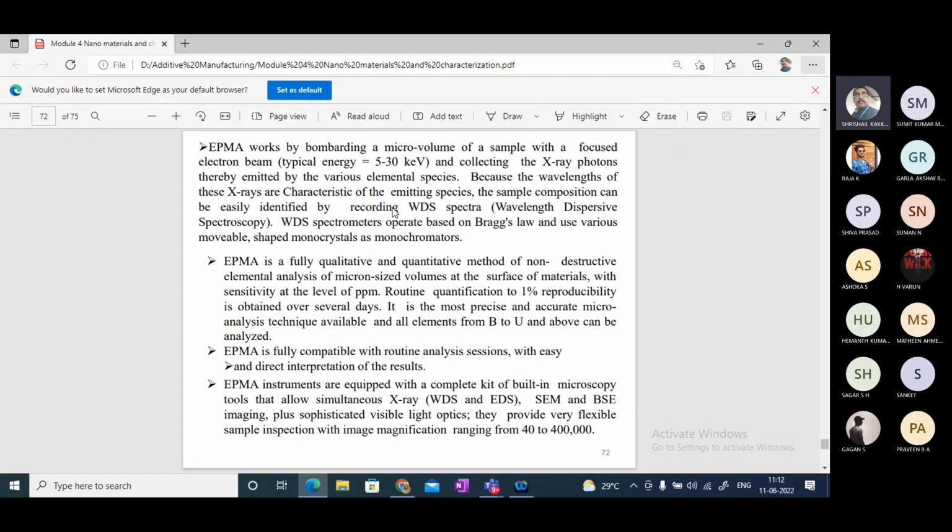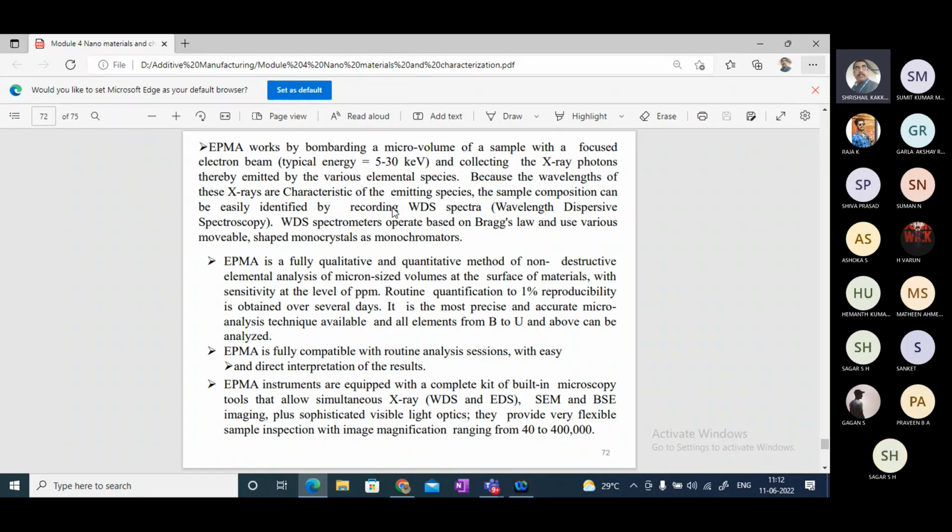The wavelength dispersive spectroscopy will give you almost all the information on the characteristics of the elements and any impurities present in the sample. All this can be obtained because WDS is very sensitive and very sophisticated. And it also follows Bragg's law.